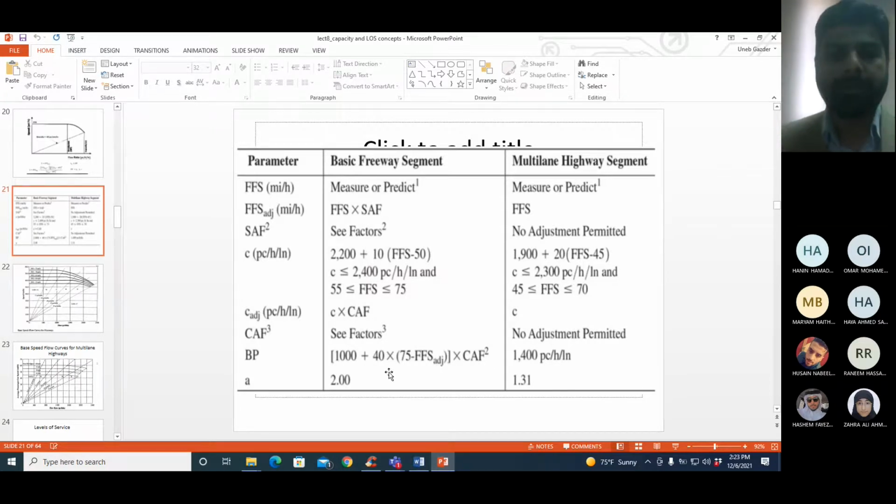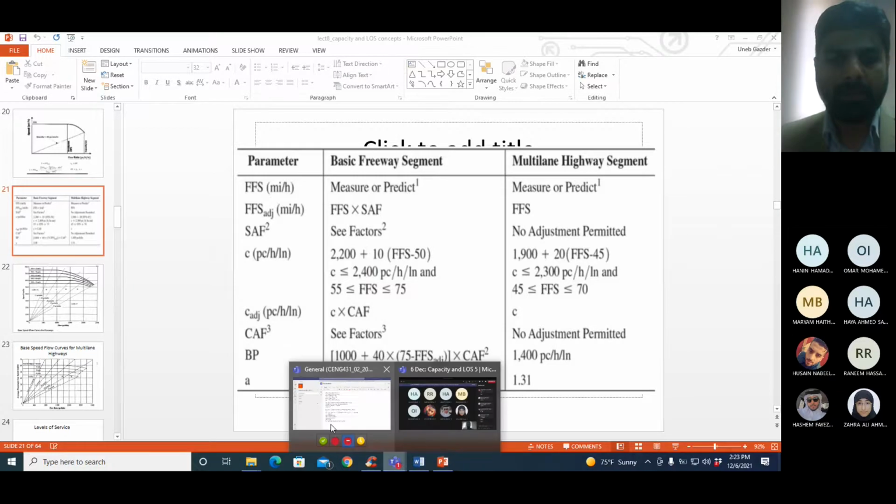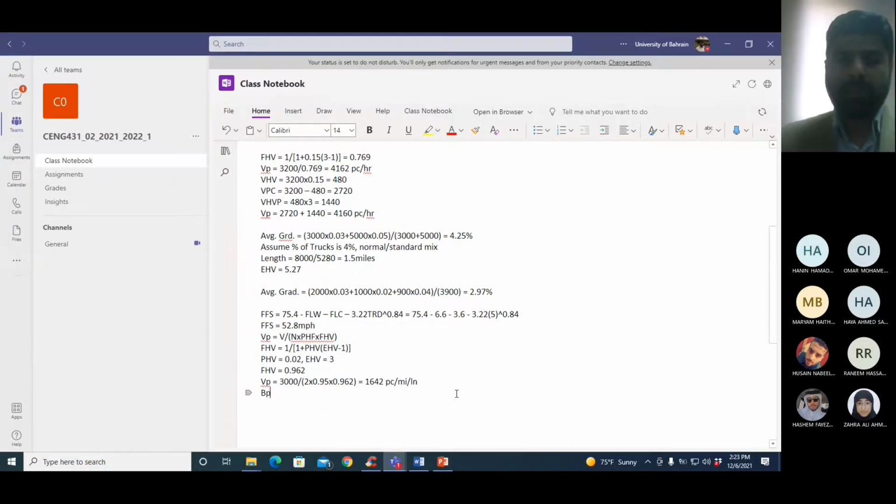Okay, so let us calculate BP here. BP equals 1000 plus 40 into free flow speed, which is 52.8, times CF, minus 25. Okay, how much is BP?